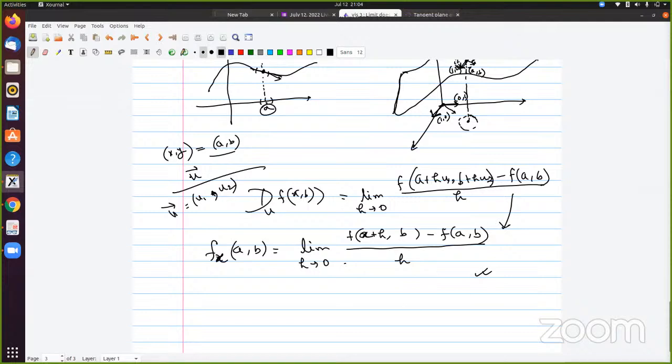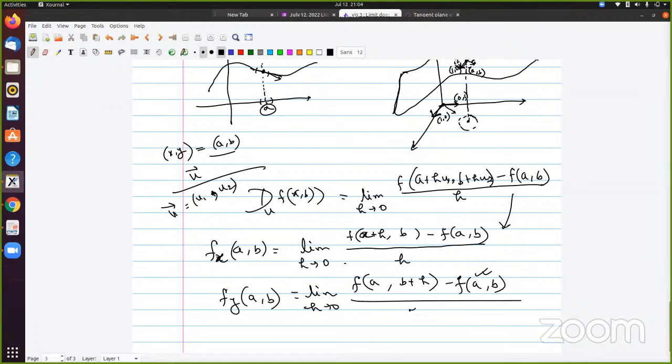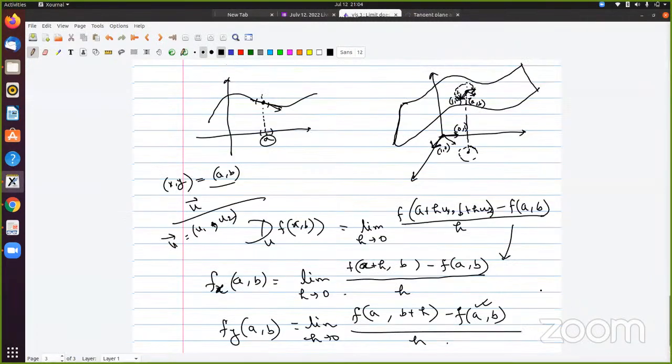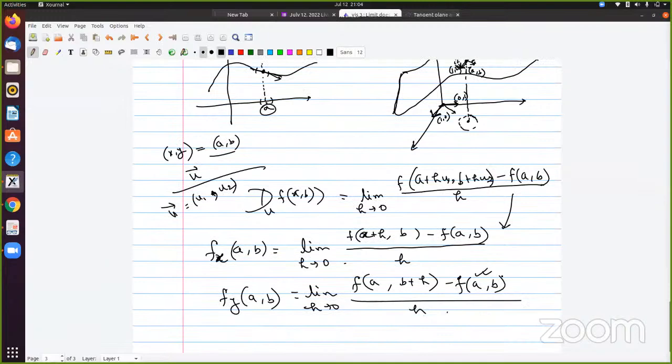Now, if we take u1 as 0 and u2 as 1, we'll get back to the fx, fy, maybe: f of (a, b plus h) minus f of (a, b), by h. Correct. So whatever we have understood from the above geometrical representation, it is basically the same thing. So that's how the directional derivative basically works.